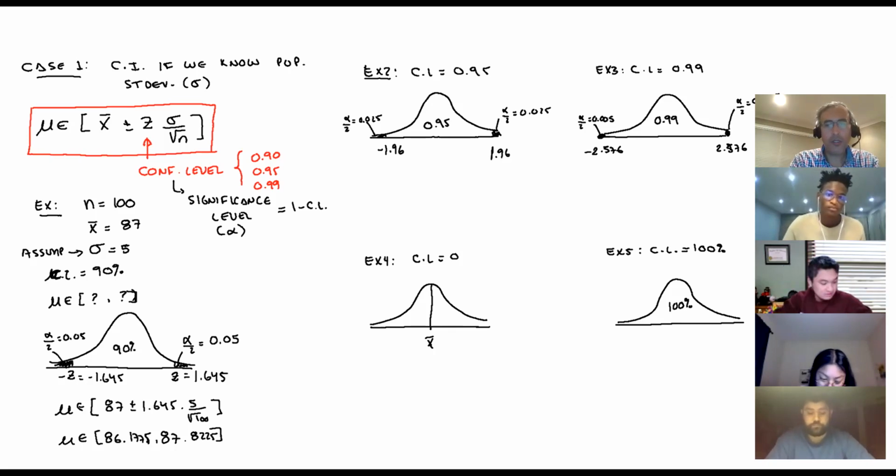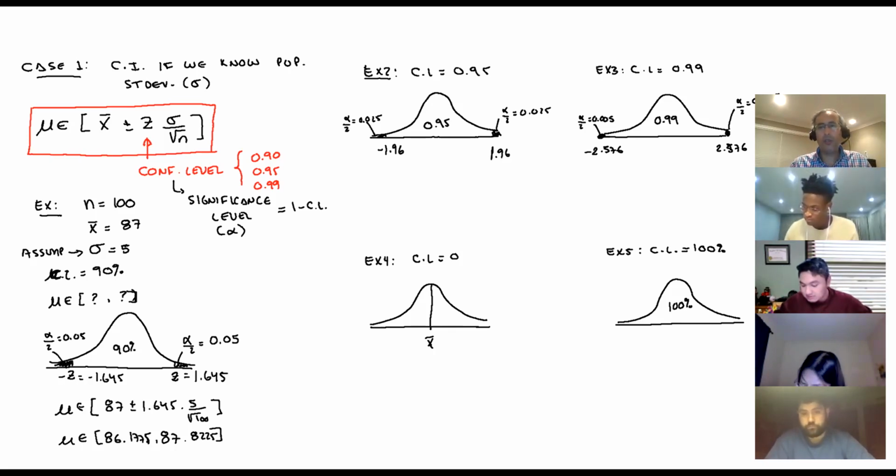Professor, just to clarify, what we're saying is that at a 99% confidence level, the mean would be between 85.712 and 88.288. Is that the wording correct? This is the population mean. Yes, it's the population mean. Okay.